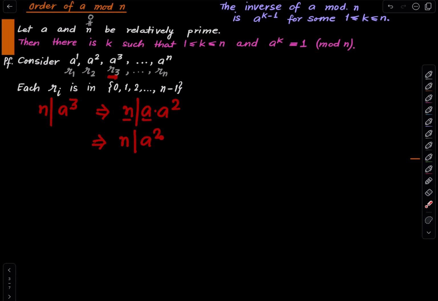Further apply the same argument. You can write this as n divides a times a. Again use the dropping property to write n divides a. Just drop the one which is relatively prime with the divisor. So you get that n divides a, but that is not possible since a and n are relatively prime, unless n is equal to 1, in which case everything that is written over here is trivial.